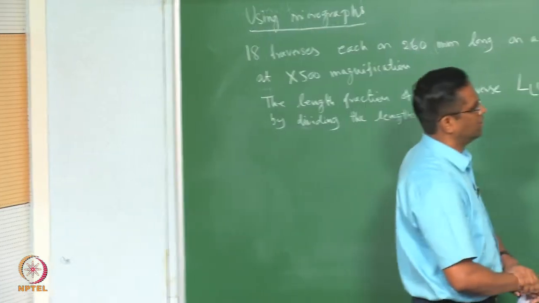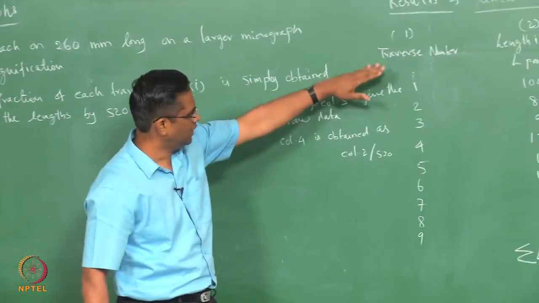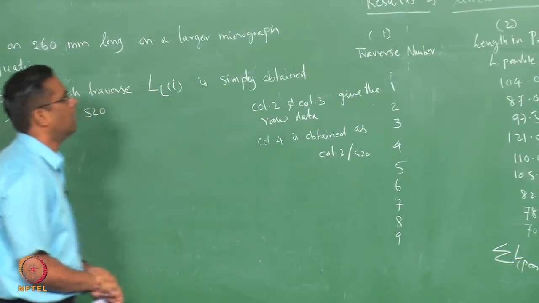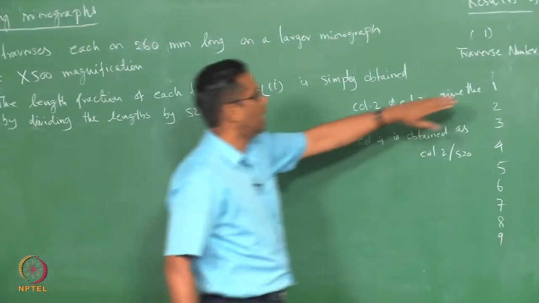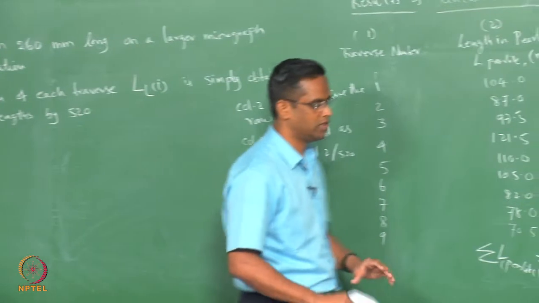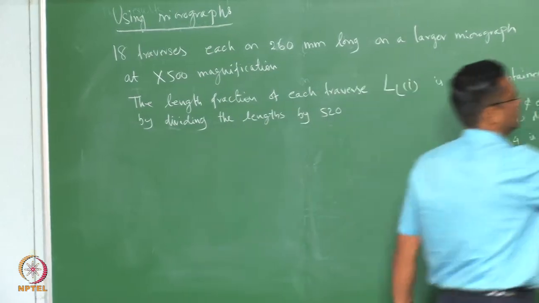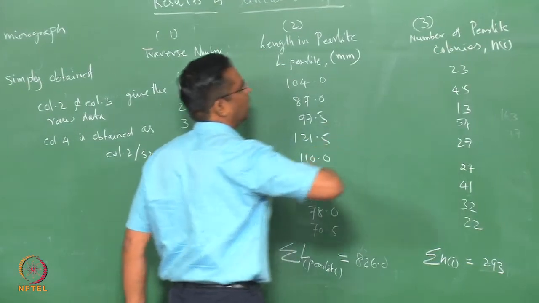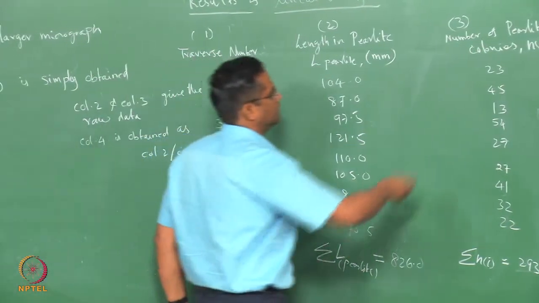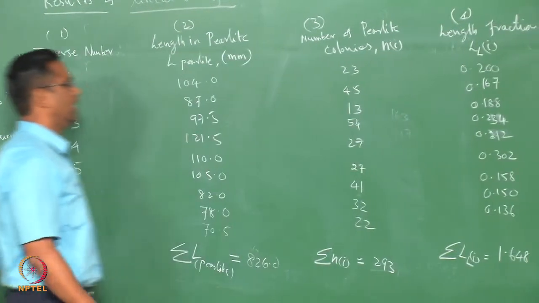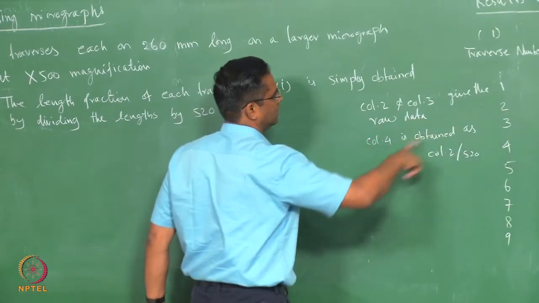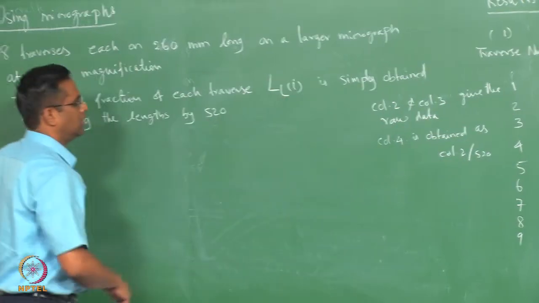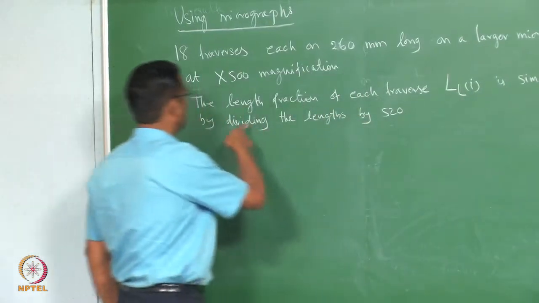If you look at the complete data using the 9 traverse lines, the length of the perlite, L perlite in mm, was calculated like I just showed you on the slide, looking at each intercept value. This is the number of such colonies, Ni, and then the length fraction is LLi. So, columns 2 and 3 are raw data, and column 4 is obtained as column 2 divided by 520, like I just wrote here.